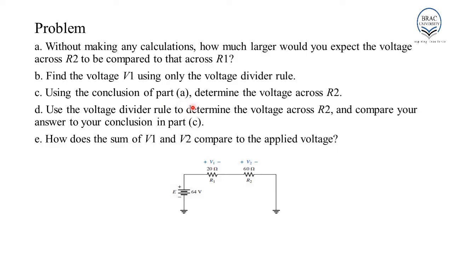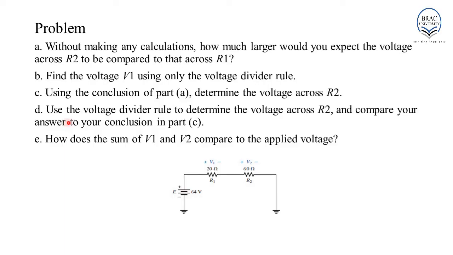Using the conclusion of part A, determine the voltage across R2. In part A, we have stated that the voltage across R2 will be 3 times the voltage across R1. So, since we have already calculated the value of V1, which is 16 volt, therefore V2, which is the potential drop across R2, will be 3 times that of V1. So, 16 times 3 is equal to 48 volts.